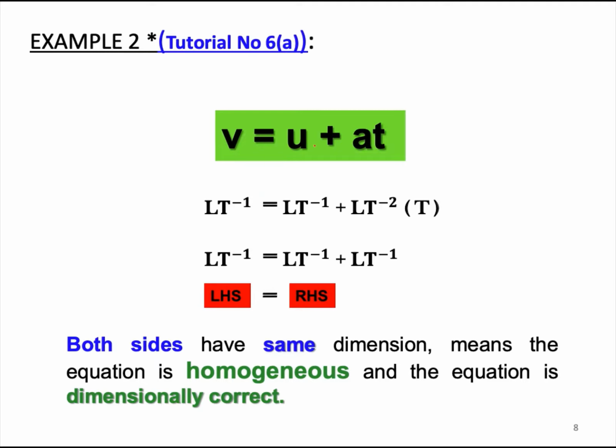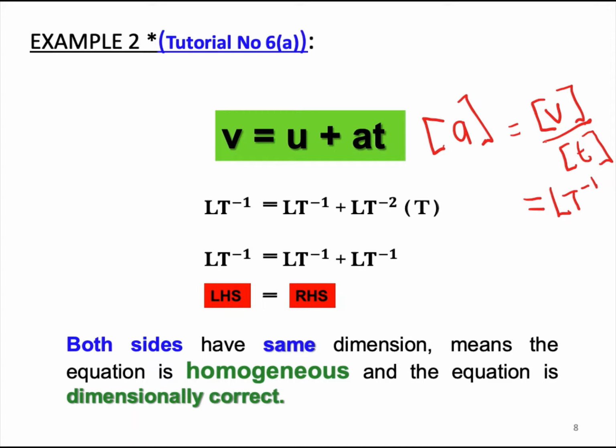For the right-hand side, we check the first term, which is u. u is the velocity, so dimension of velocity is LT negative 1. For the second term on the right-hand side, which is acceleration times time, dimension of acceleration is dimension of v over dimension of time. So dimension of velocity is LT negative 1, and then we divide by dimension of time, which is T. So it means that dimension of acceleration is LT negative 2.